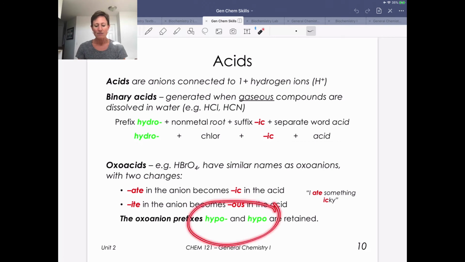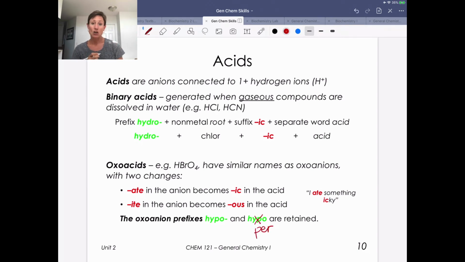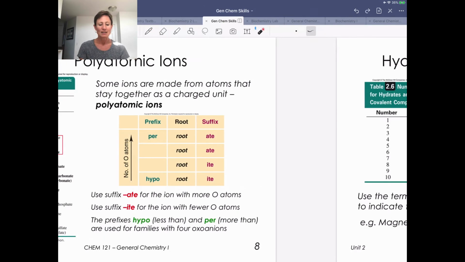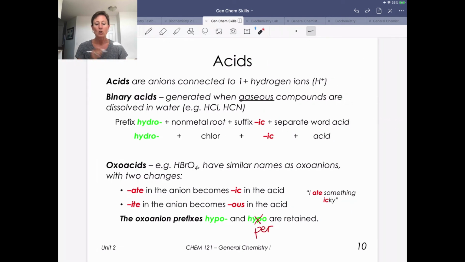Note, this should be hypo and per. Let me correct that on here. If we have hypo and per, we're going to retain those in the name. So for example, if we had this guy here, we had perchlorate. If we had perchlorate here, we would keep that per, and it would become perchloric acid.